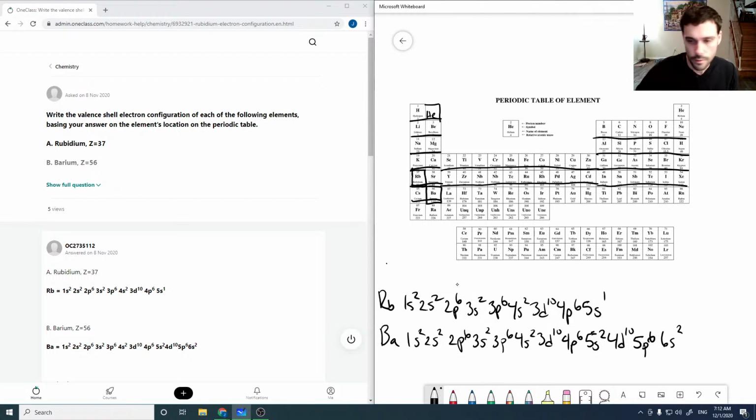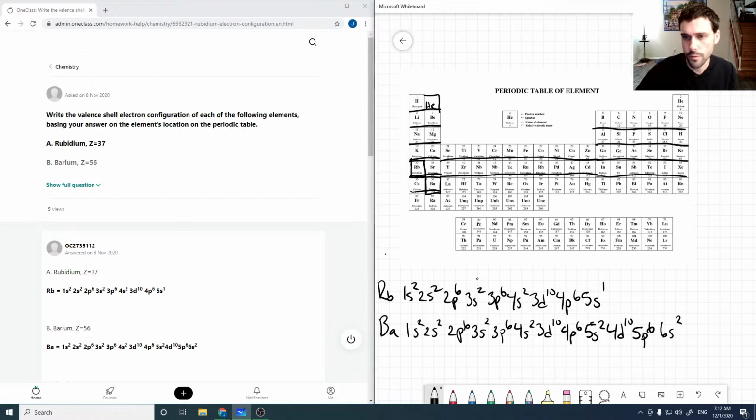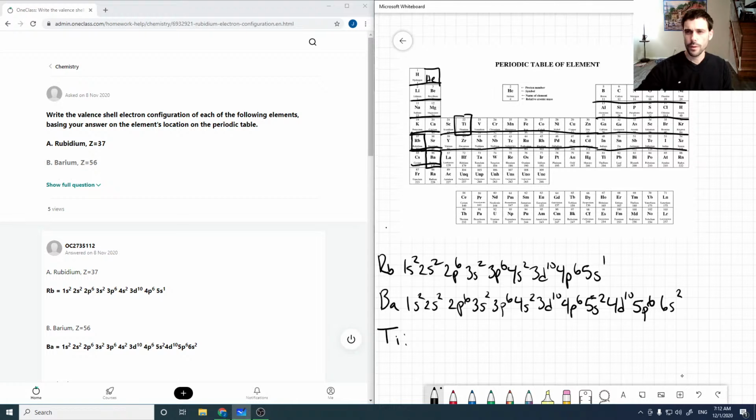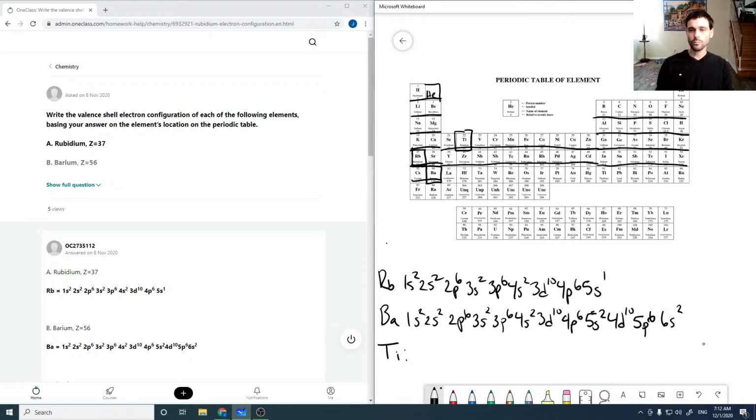Okay, and then the next element it asks for is titanium. So titanium is here. So that guy only goes up to this far, so 1s2, 2s2, 2p6, 3s2, 3p6, 4s2, and then 3d2.